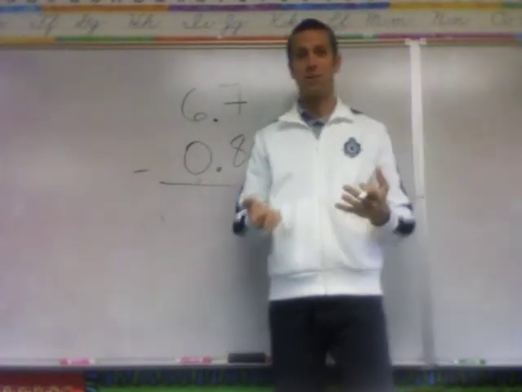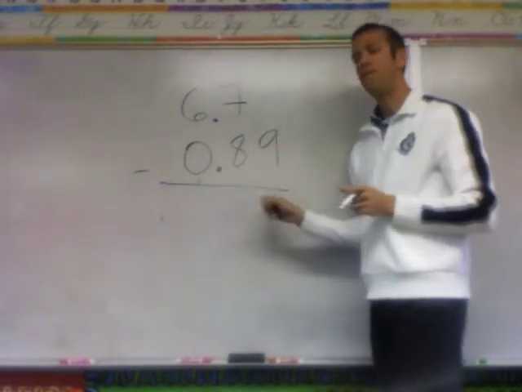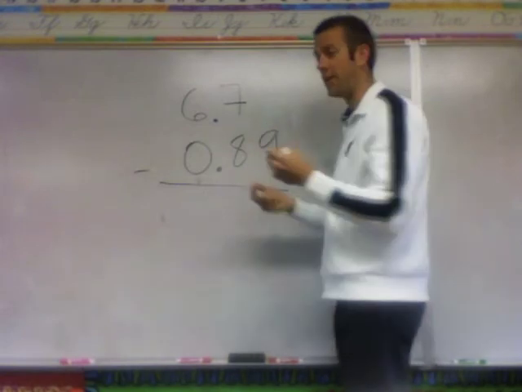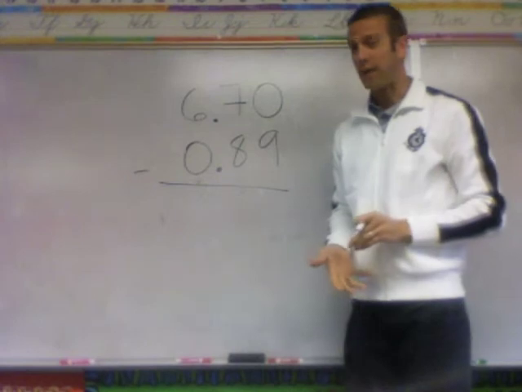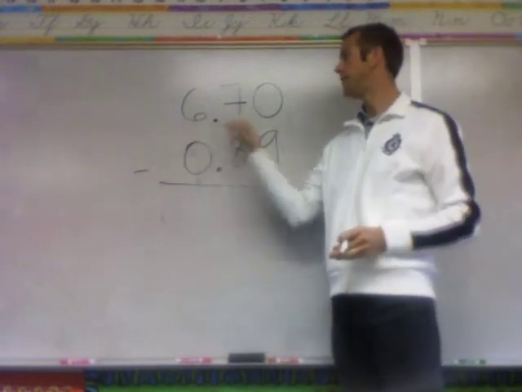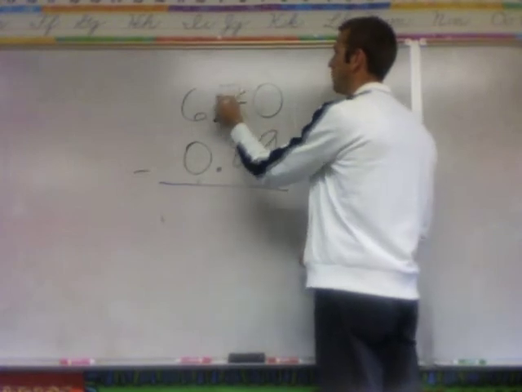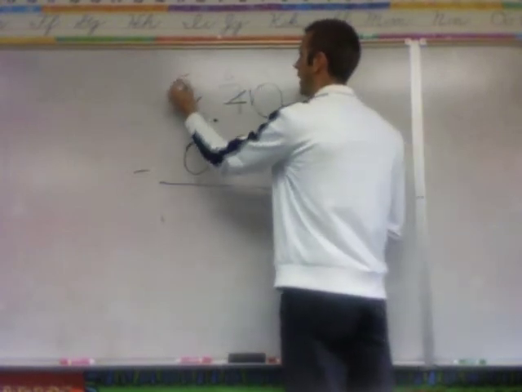Same thing as the last problem, right? I have one column, and a final column, but no number up here. So let's place nothing up there. 0 is nothing. Now I can subtract. It's just like subtracting 670 minus 89. All right, I can't do that, so I'm going to borrow. And I can't do that, so I'm going to borrow once again.